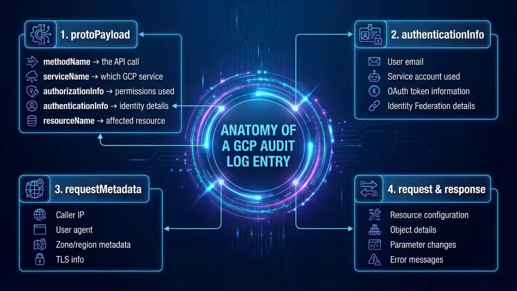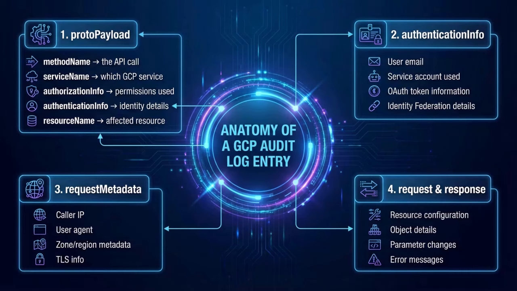Let's talk about the anatomy of a GCP audit log entry. A GCP audit log entry is a structured JSON document containing everything a SOC analyst needs for reconstruction. For example, the protoPayload. This is the core of the log entry. It contains fields such as the method name, the service name, the authorization info, authentication info, and resource name. This is where the investigation happens. You focus on the protoPayload all the time.